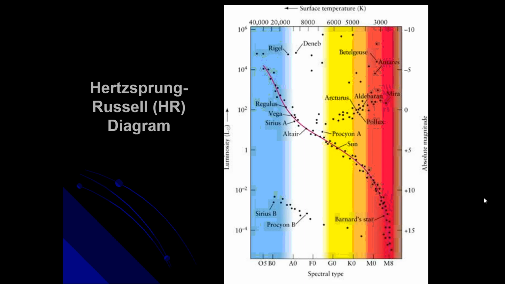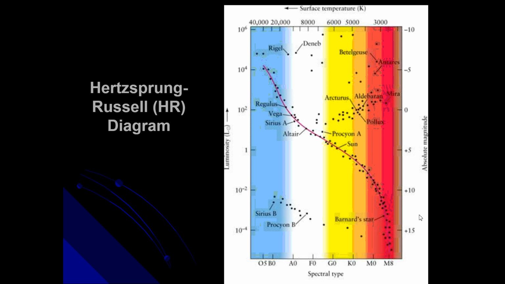Okay, this is called the Hertzsprung-Russell diagram, or the HR diagram. Typically, it's plotted with temperature on the horizontal and magnitude or luminosity on the vertical. It can be absolute magnitude, it can be luminosity with respect to the sun's luminosity, or it can be apparent magnitude. It doesn't matter. So this is going to be sort of like how bright it is, and this is going to be the temperature.